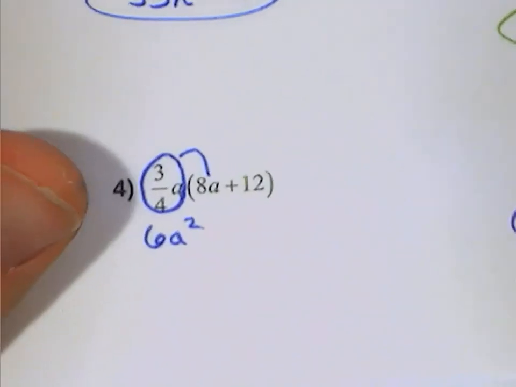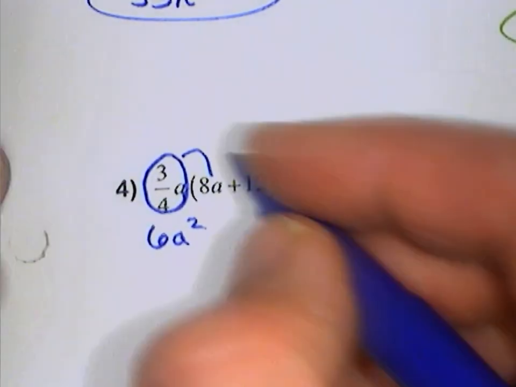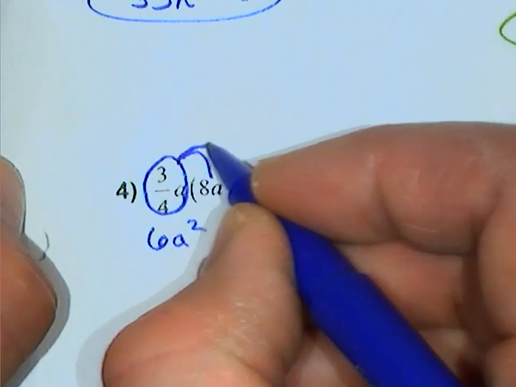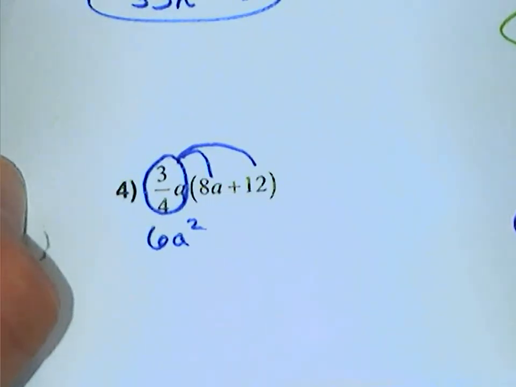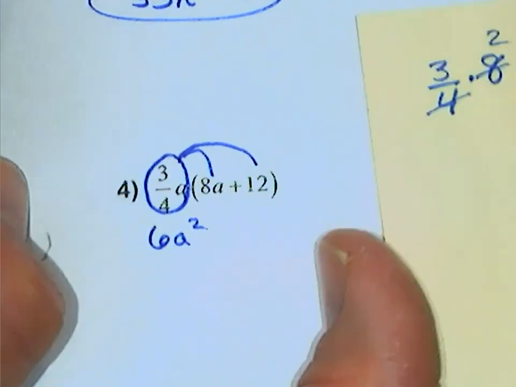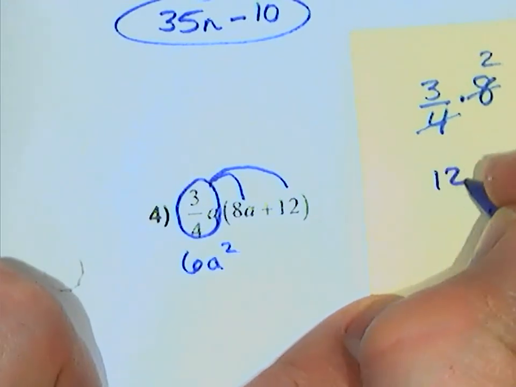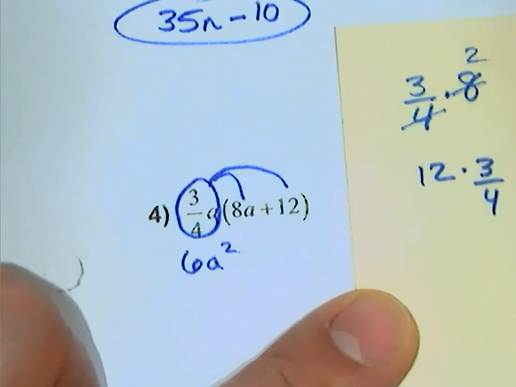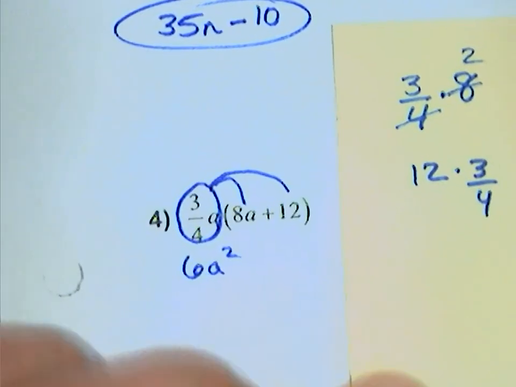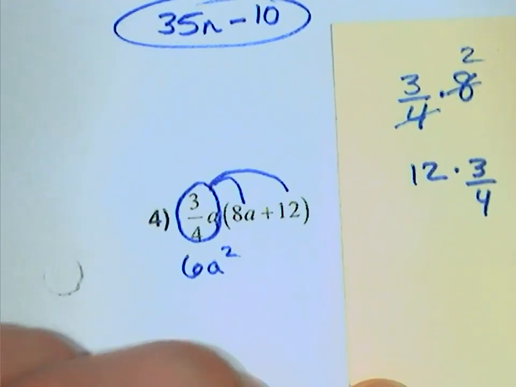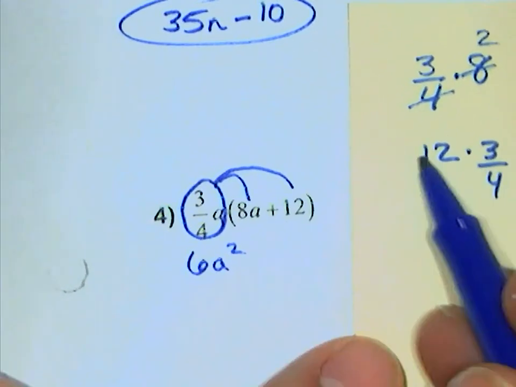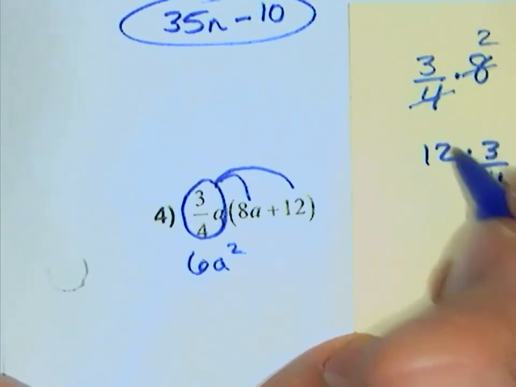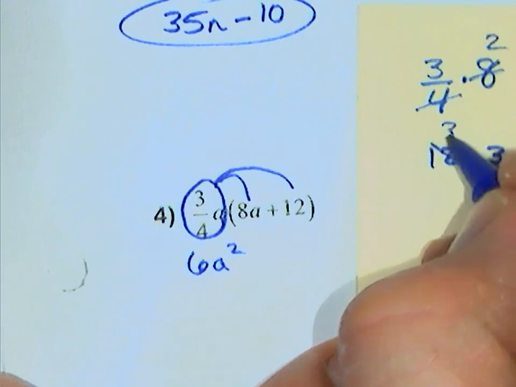So far, so good. Then we do it again. We take 3/4 times 12. If you're bad with fractions, either do it off to the side or grab your calculator. 12 times 3/4 or 3/4 times 12. I usually divide first. I'll take the 12 and divide by 4. What's 12 divided by 4? 3. And then 3 times 3.